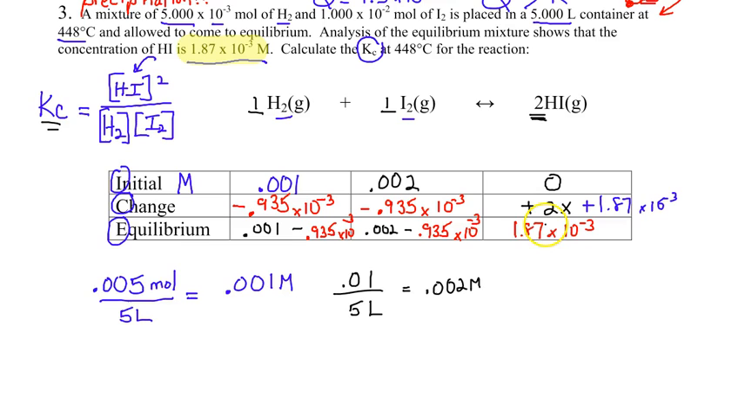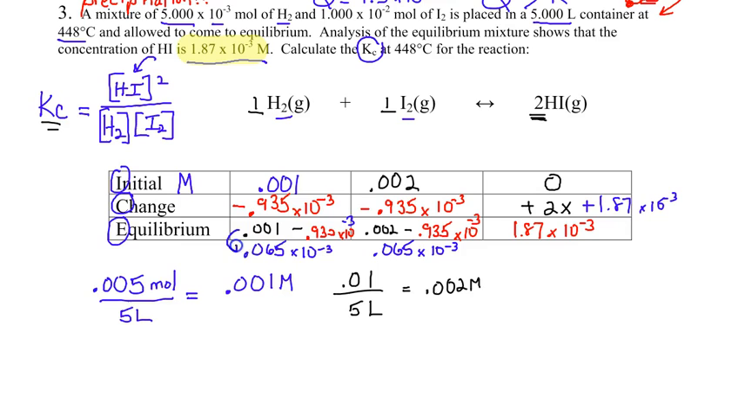All right, so now we're just going to plug in to our KC formula. And you're just going to figure this out. Put this in your calculator. When you do, 0.001 minus 0.935 times 10 to the negative 3 is equal to what? I get 0.065 times 10 to the negative 3. So that's what this equates to once I do the subtraction.